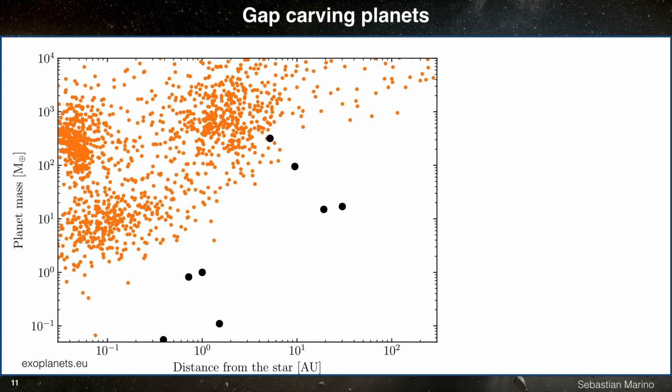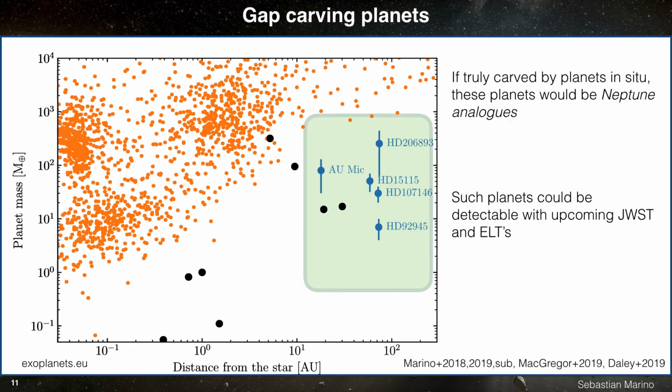So if we interpret these gaps as caused by planets clearing their orbits from debris, we can constrain their masses based on the gap width. If we place them in this plot of known exoplanets and solar system planets, these putative planets would be located here. Such Neptune analogues will actually be detectable with upcoming instruments on JWST and the ELTs. So this sample of gapped systems will be really important to test these upcoming instruments and see if we can really detect these low mass planets.